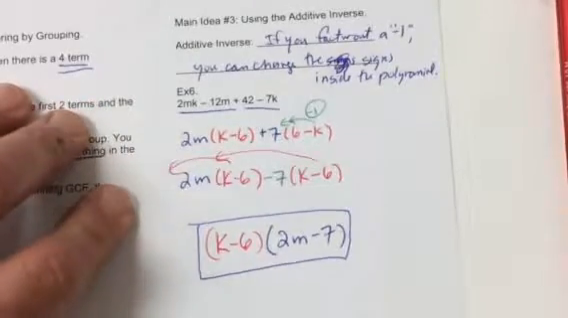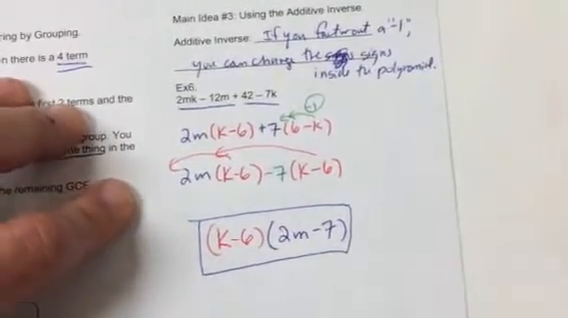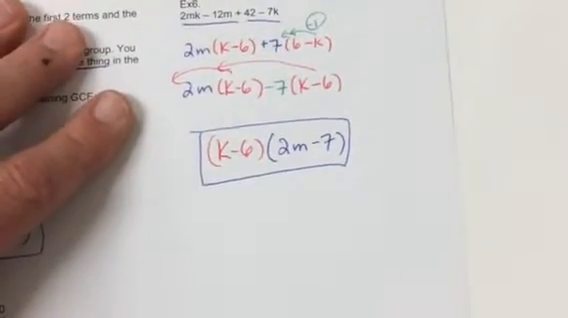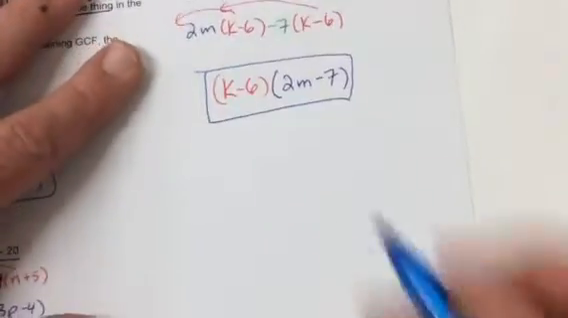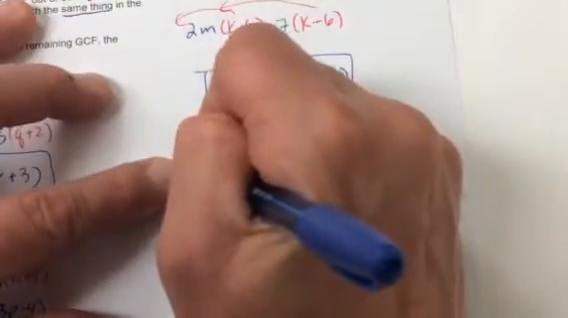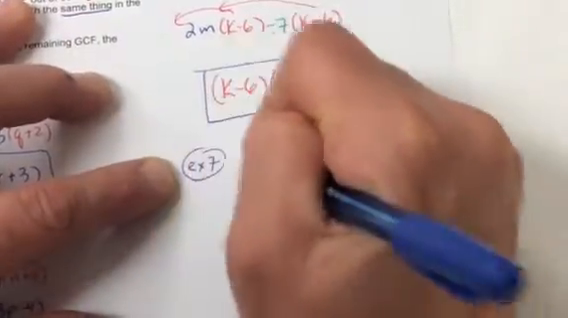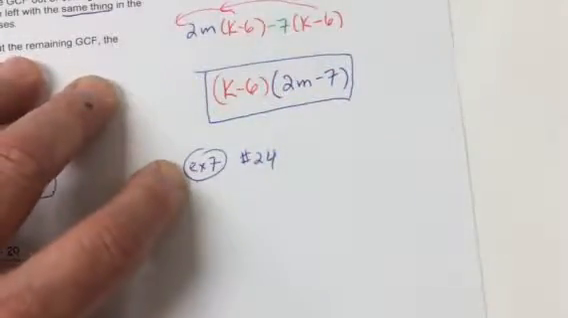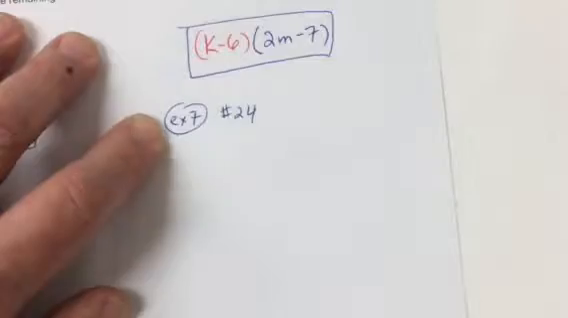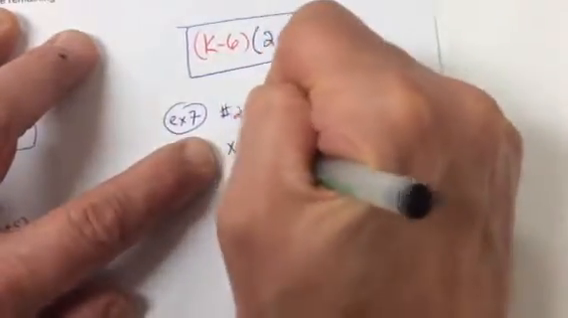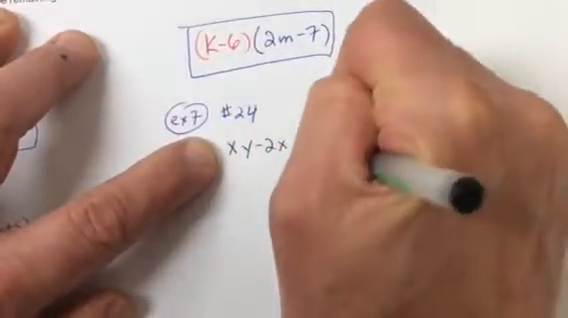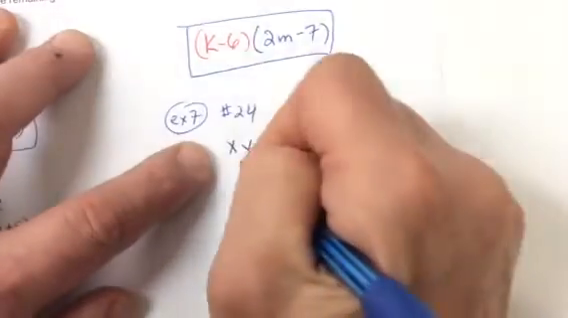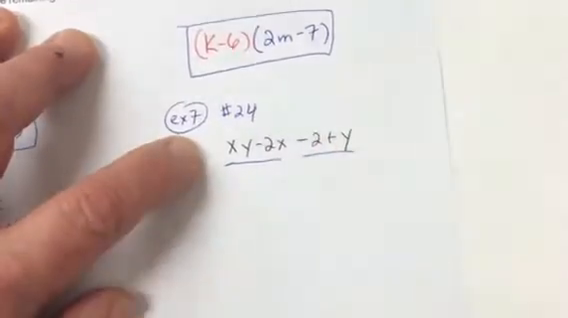So let's go ahead and do one more example with these. With the factoring by grouping, there's going to be some manipulating that you're going to need to do in order to get them to work. Let's do one more example. This be example 7. This is also number 24 from tonight's homework. So for this one, we're going to do xy minus 2x minus 2 plus y. So let's do the same thing. So we're going to do the first two. We're going to do the next two.